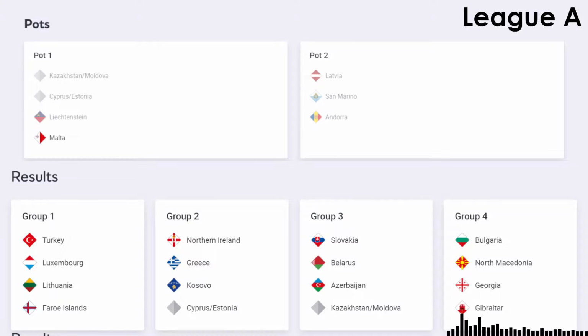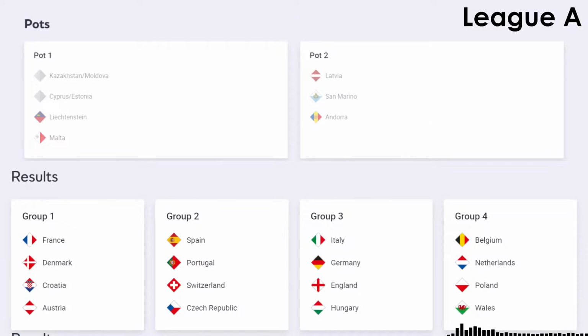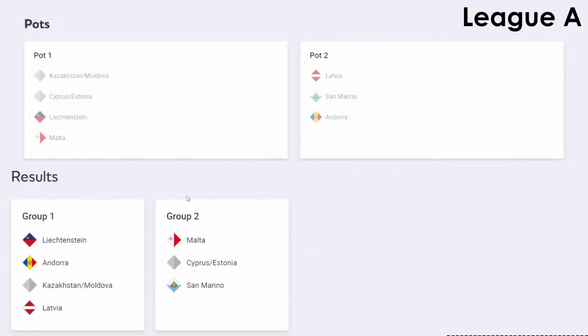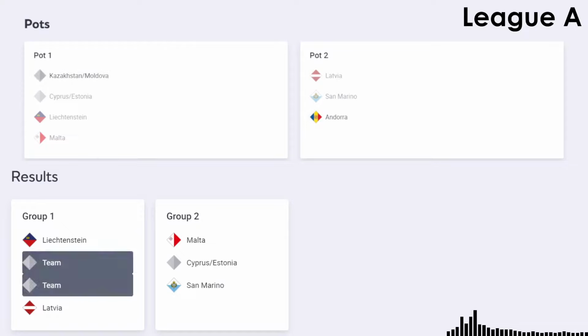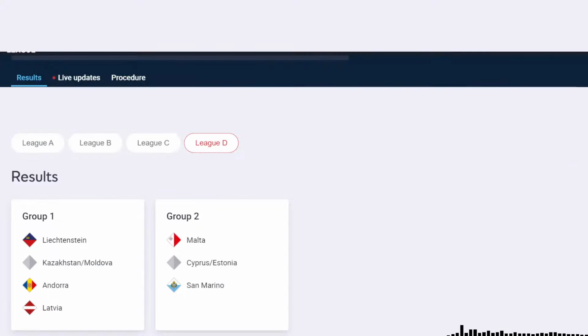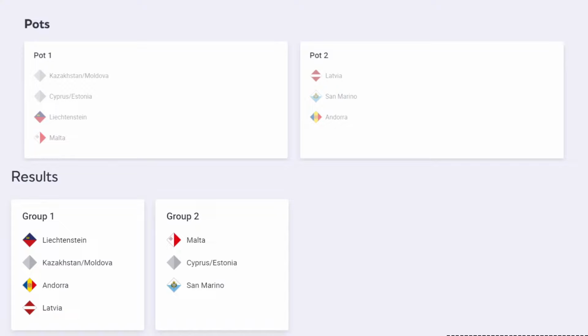So starting from League D, these are the groups and the opponents. This is Kazakhstan, Moldova, Andorra and Latvia. And Group 2, Malta, Cyprus.